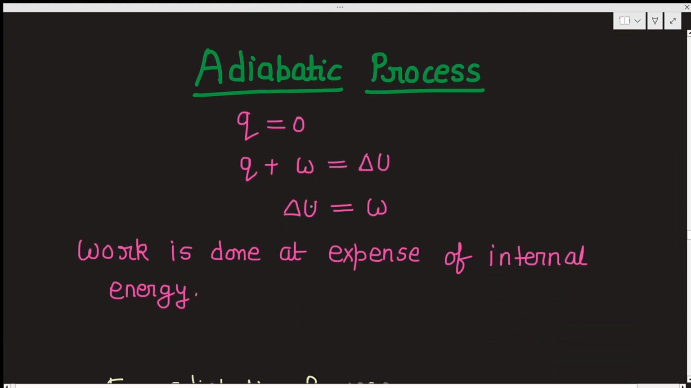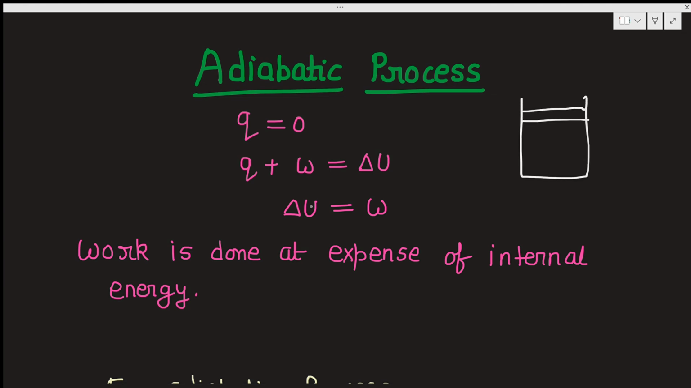Now see the adiabatic process. In the adiabatic process, the system is such that no heat can go outside or inside. It means there is no exchange of heat, Q is equal to 0. Its walls are insulated, so heat cannot go outside or inside. So Q is equal to 0 means Q plus W is equal to del U, or del U is equal to W. That means if work is done, it is done at the expense of internal energy because there is no heat provided. So if work is done, it means internal energy will decrease or temperature will decrease.